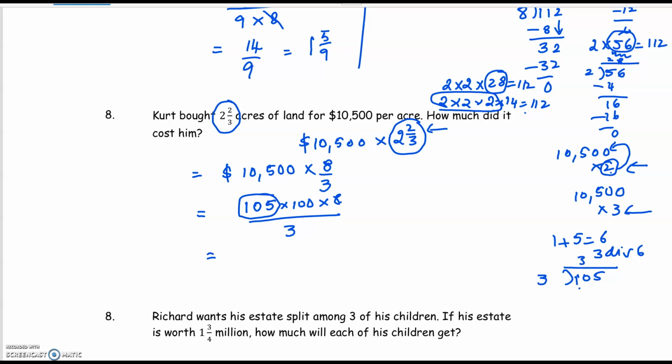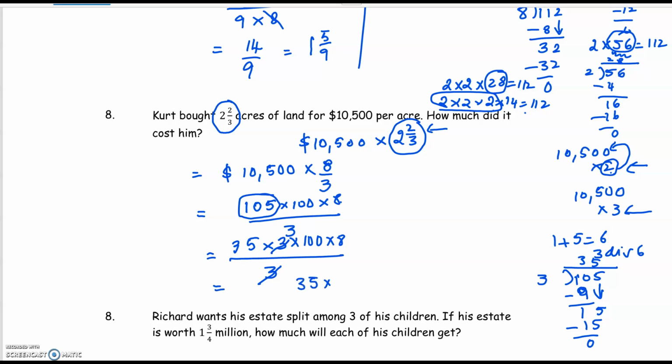So 3 times 3 is 9. Subtract to get a 1. Bring the 5 down. 3 times 5 is 15. Subtract to get a 0. So we have 35 times 3, which is 105, times 100 times 8 divided by 3.